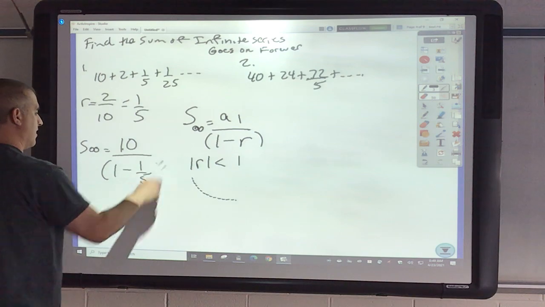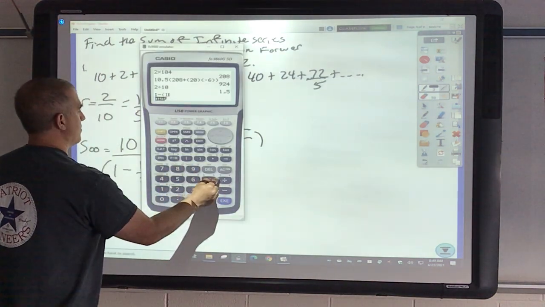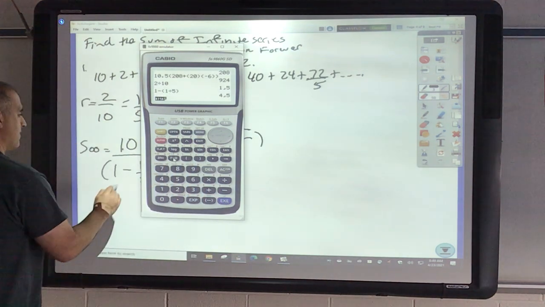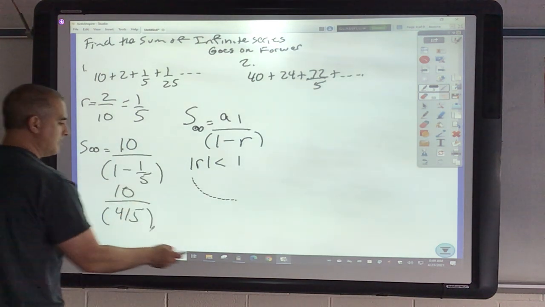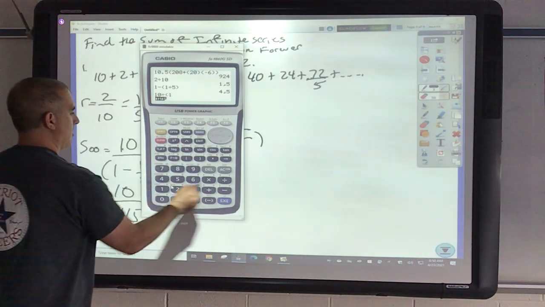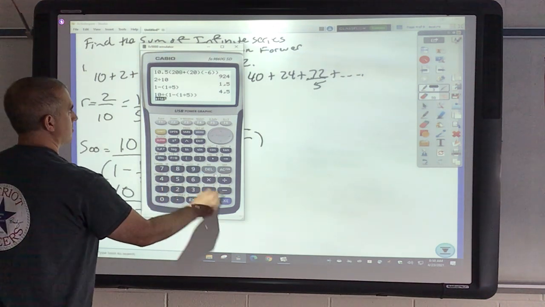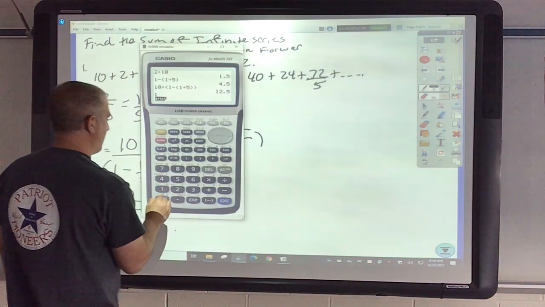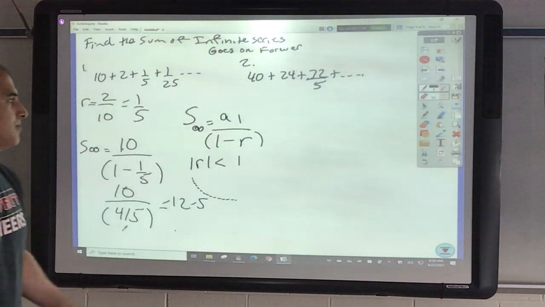Okay? All right? So I got sum of the infinite would be equal to my first term divided by 1 minus 1/5. Now, I would go ahead and figure out what 1 minus 1/5 would be. That's going to be 4/5. So I got 10 divided by 4/5. Probably the easier calculation would be just do 10 divided by, put parentheses, 1 minus 1/5, and then just double close. All right, that's 12.5. If I figure out what 10 divided by 4/5 is, you can do it either way. It's 12.5, okay?